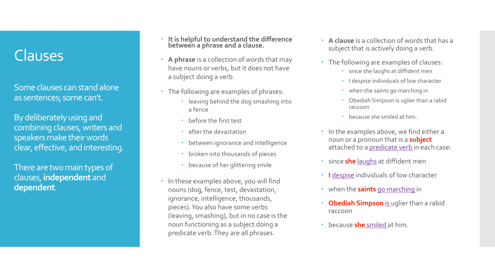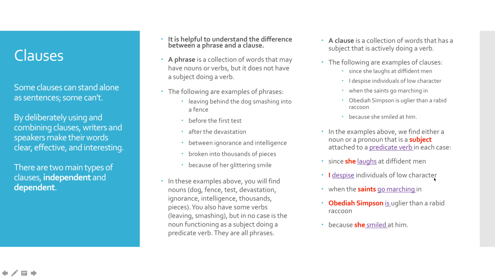actively doing a verb. The following are examples of clauses. Since she laughs at diffident men, I despise individuals of lower character. When the saints go marching in. Obadiah Simpson is uglier than a rabid raccoon because she smiled at him. In the above examples, we find either a noun or a pronoun that is the subject. Notice the subject is red and bolded, attached to a predicate verb in each case. So, since she laughs at diffident men, she is the subject and laughs is the predicate verb.